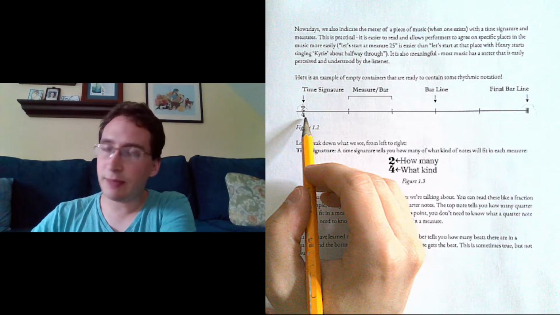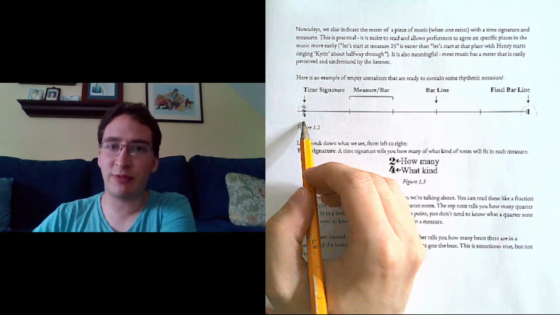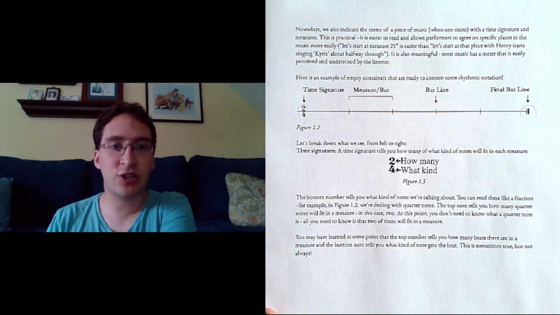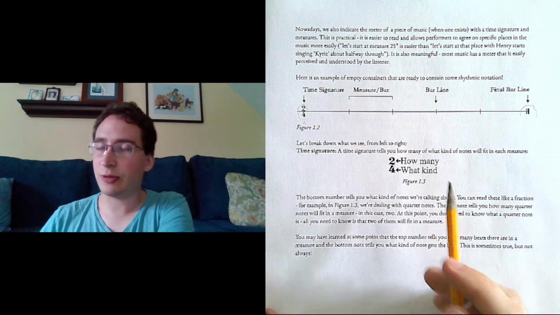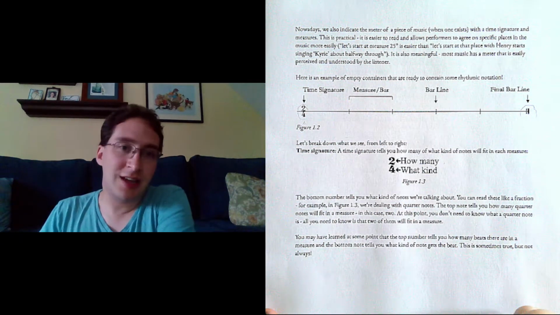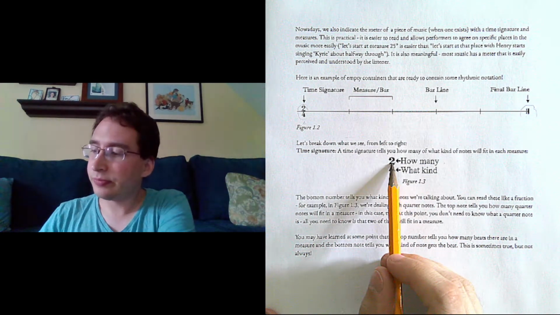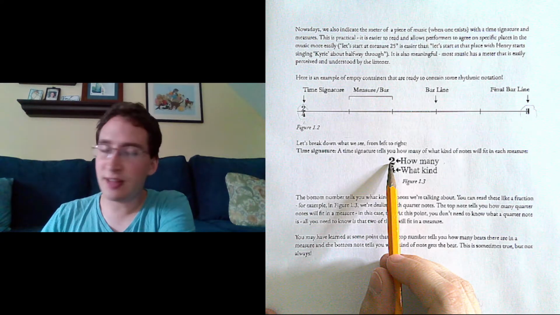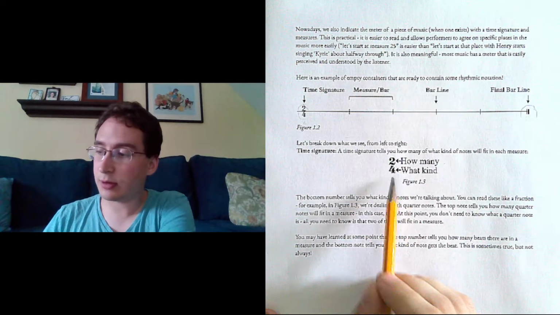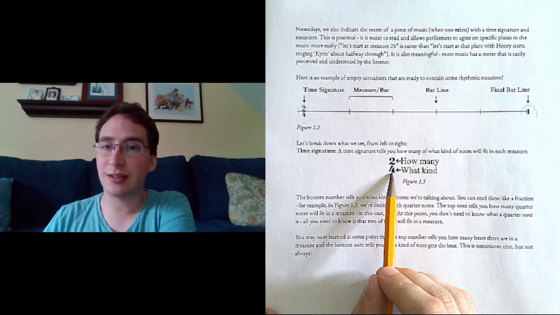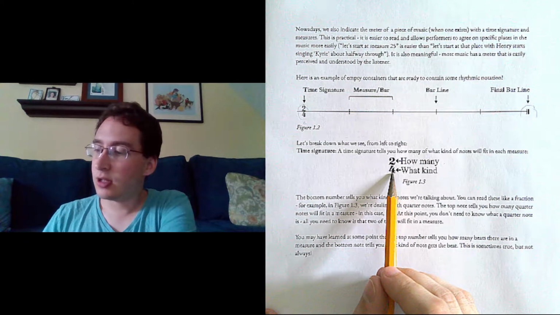Here at the beginning, we have two numbers on top of each other. This might look like a fraction. It is not a fraction. It is called a time signature. And again, most music has time signatures. And all the information that it gives you is it tells you how many, the top number, of what kind of note we're dealing with.